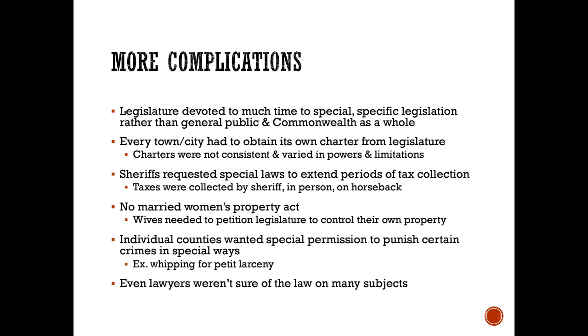So in the latter half of the 1800s, the legislature ended up devoting too much time to very specific legislation rather than laws that had to do with the general public or the Commonwealth as a whole. They had to pass very specific laws to handle some things just because that's how they had to do it. As an example, every town and city had to obtain its own charter from the legislature. And so these charters were not consistent. They varied in the power and limitations for each city and town based on how they applied.